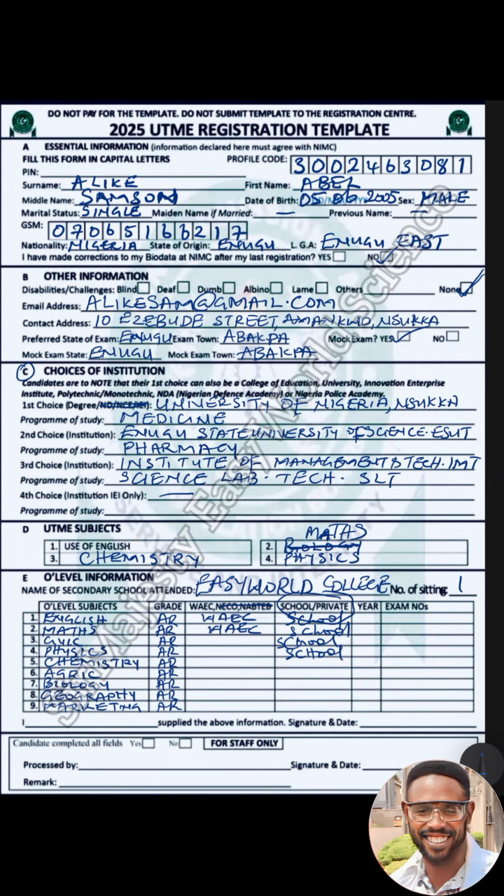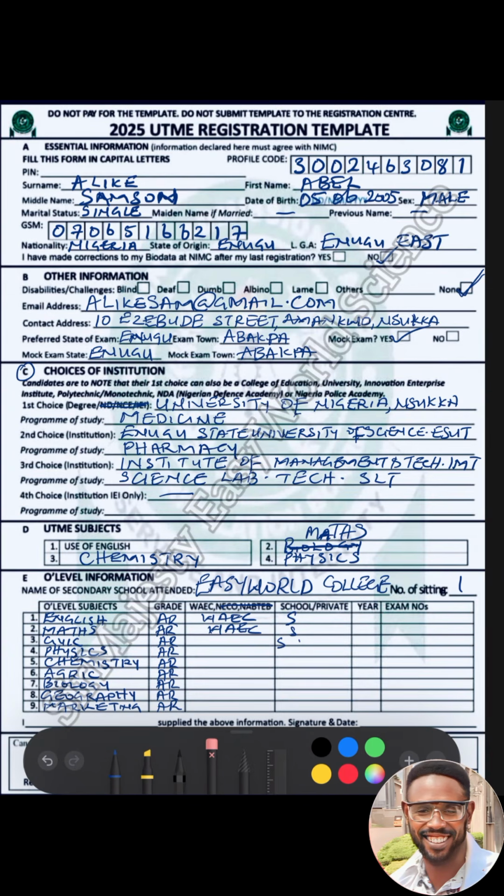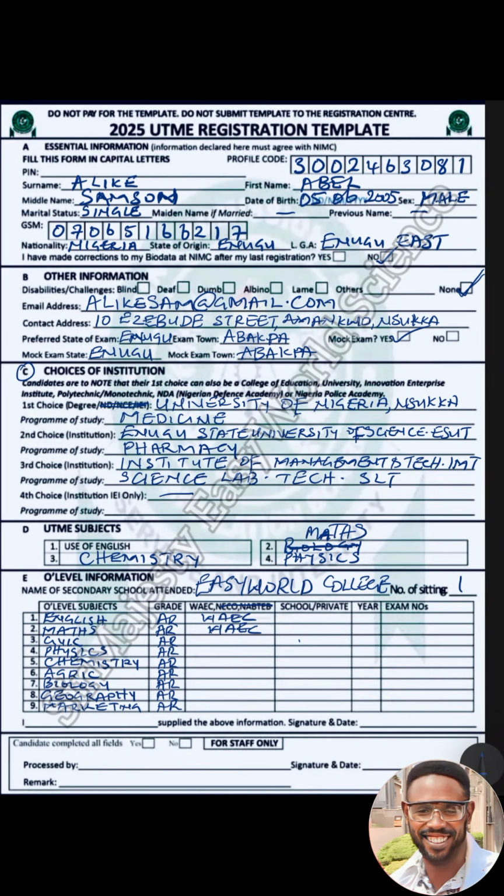So you know they say fill this in with capital letter. Writing in capital letter is harder than writing in small letter. You know that sometimes you might forget spelling just because you are writing in capital letter. So if you are using GCE, you write private in all of them. So the year you took the exam, maybe you took it in 2024, or if it is awaiting, you are going to write 2025. Then exam number, you write your registration number here exactly. But if you have not written, just leave it blank.